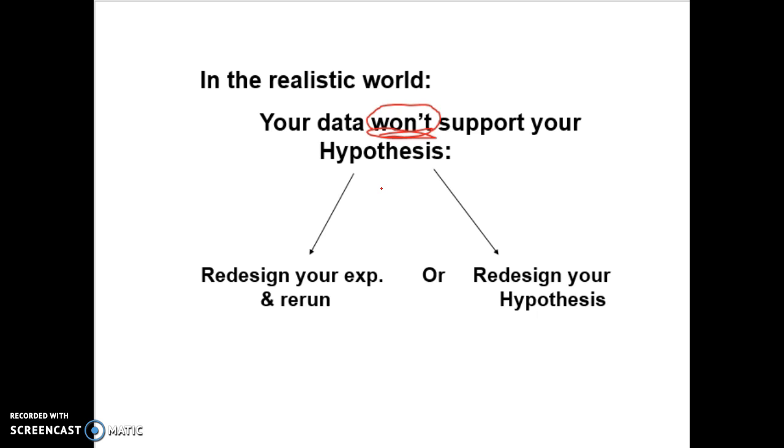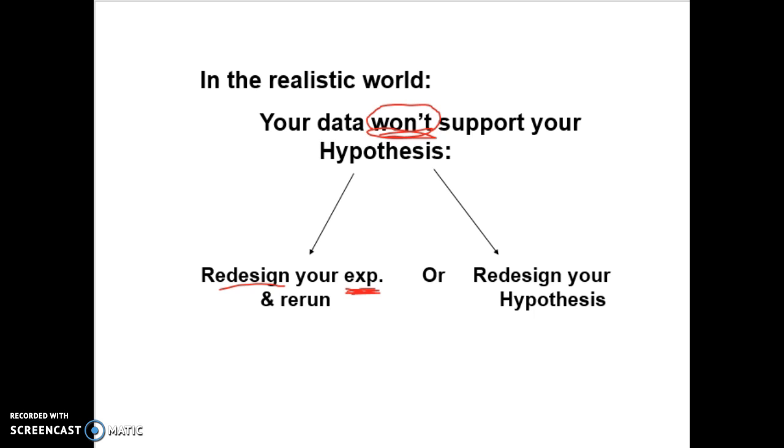So in the realistic world, you have a couple options when your data doesn't support the hypothesis. I can redesign my experiment. I'm going to change the experiment and test it a different way. I'm going to write down the steps, write down all the details, but test it differently to see, do I need a different experiment? Will that different approach give me data that supports the hypothesis?